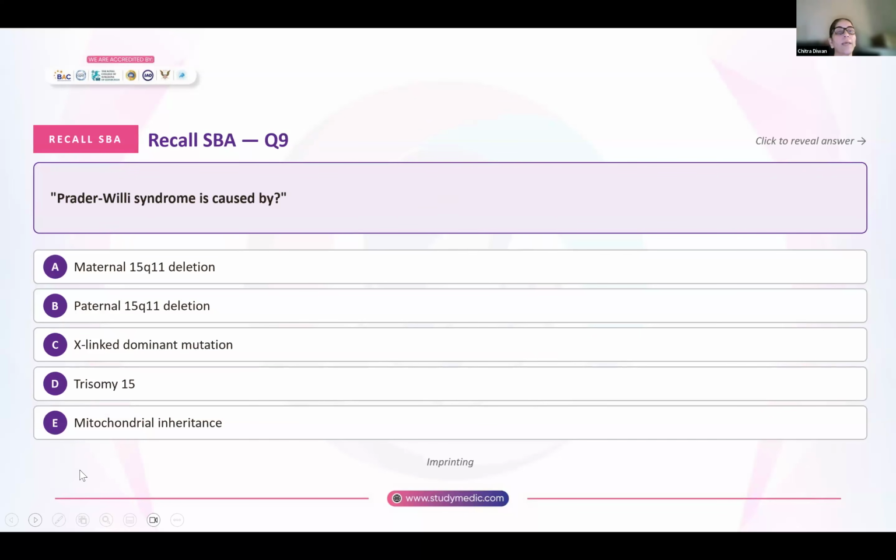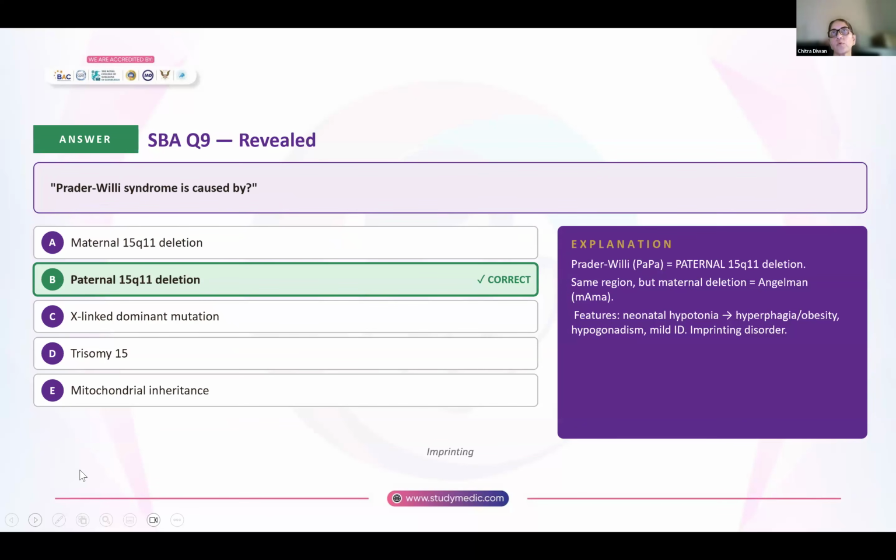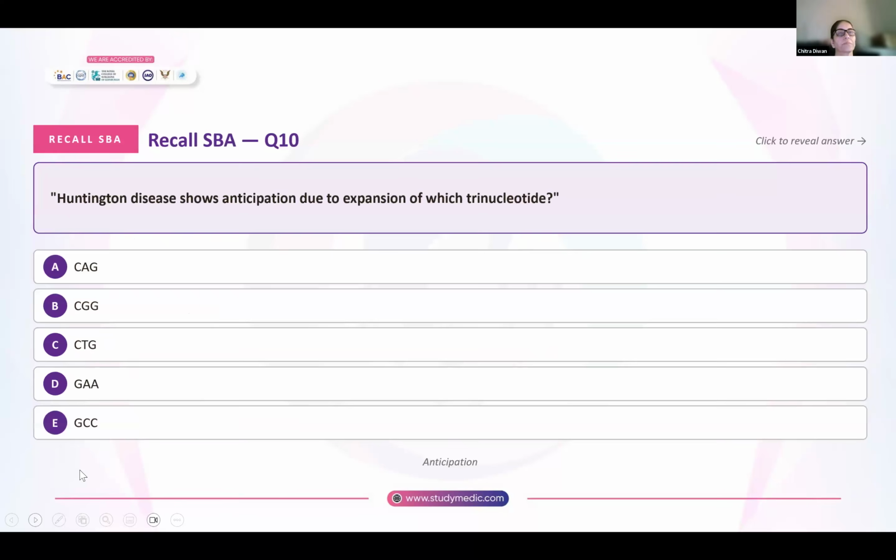Prader-Willi is caused by deletion. So both of them are gone. Prader-Willi is because of paternal deletion. Okay, so with a paternal 15q11 deletion, you will get Prader-Willi. When it is maternal, you will get Angelman.